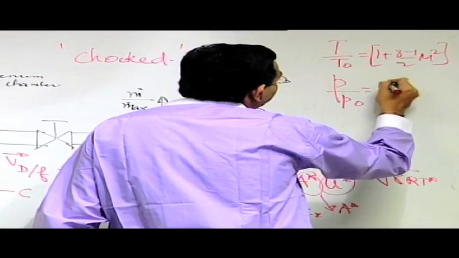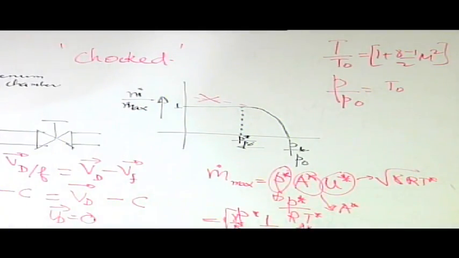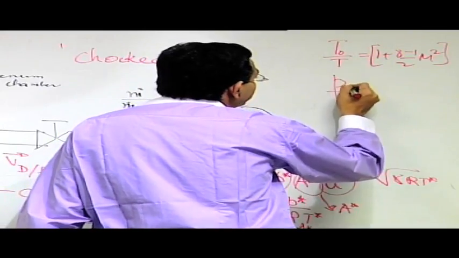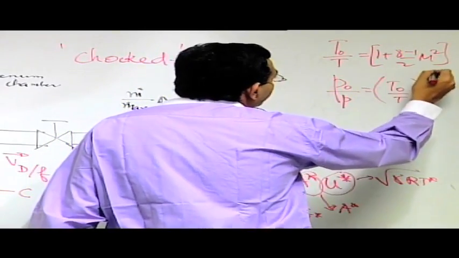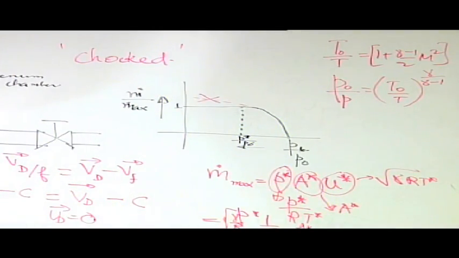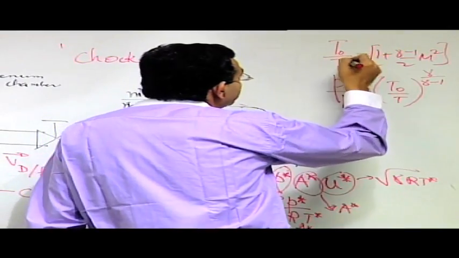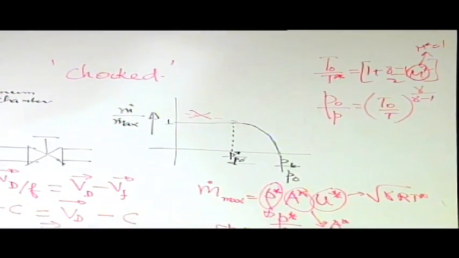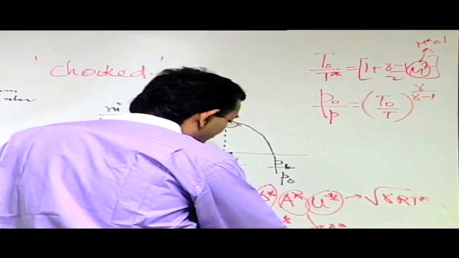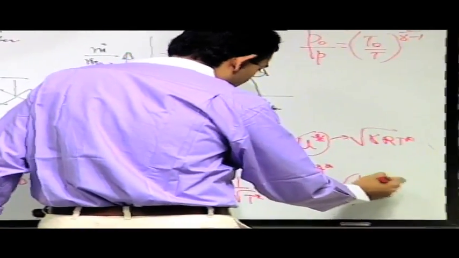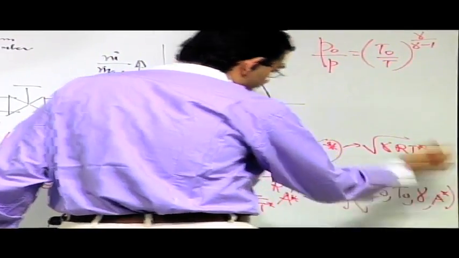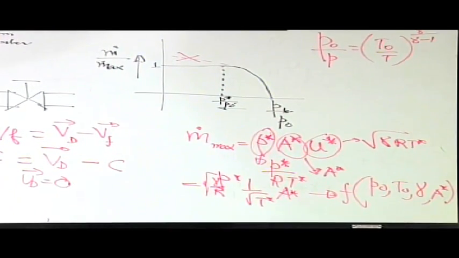P by P0 is T by T0 to the power, oh sorry, this is T0 by T, it is the other way. So P0 by P is T0 by T to the power of gamma by gamma minus 1. So you can calculate T0 by T star by substituting M equal to 1, and it will be a sole function of gamma. So the expression for m dot max will be a function of what? P0, T0, gamma and A star, right.